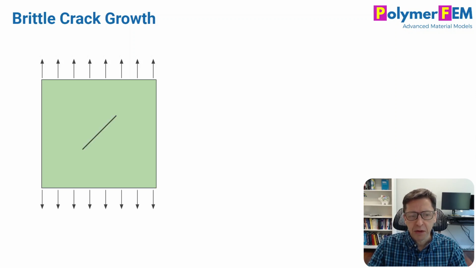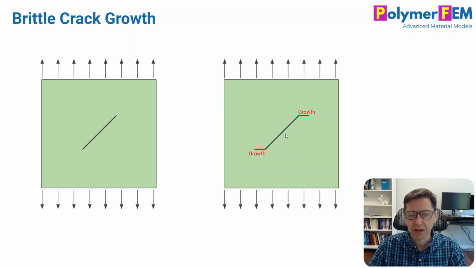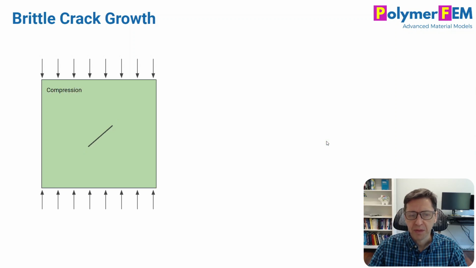interesting. But what if the crack is at an angle like this, and you do tension on it? What will happen in that case in brittle linear elastic fracture mechanics? It will grow wings like this, as you can see, and they will grow in the perpendicular direction to the loading direction. And here's the last one that I think is interesting.